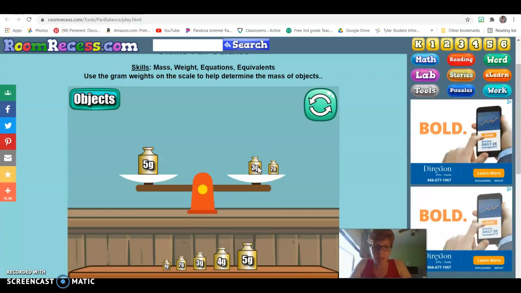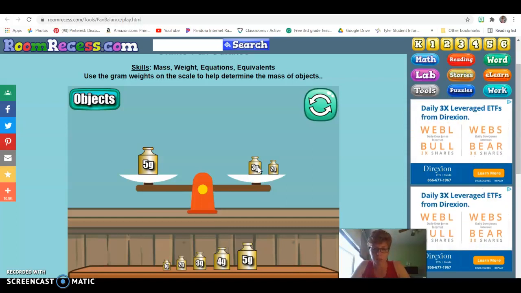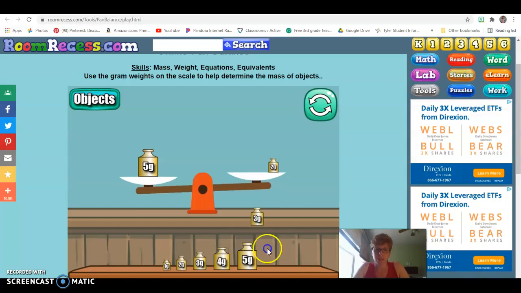Now, one of the first things when you're using this, I'm going to ask you to do is to turn off your volume, okay? Because I don't think we want to hear that all day long, do we? No, we don't. So when you go to this website and get these objects up on your screen, make sure your volume is off.